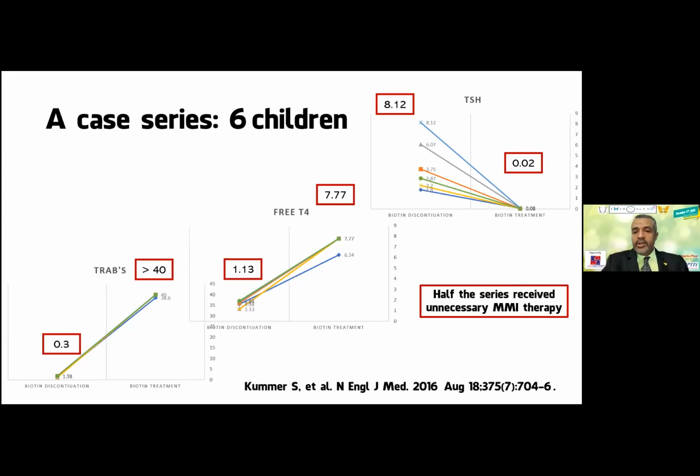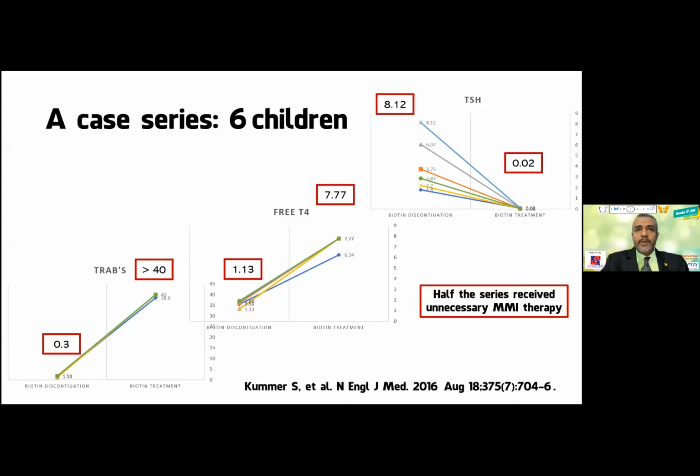They exhibited a markedly suppressed TSH down to 0.02. And they also exhibited very high TSH receptor antibodies, from 38 to more than 40. A picture consistent with a diagnosis of Graves' disease. These 6 children were only asked to stop biotin, and when the tests were repeated 2 to 7 days later, you can see that the TSH rose up to normal levels or maybe even hypothyroid levels. The free T4 went down to normal levels, and all the TRAb tests came out negative.